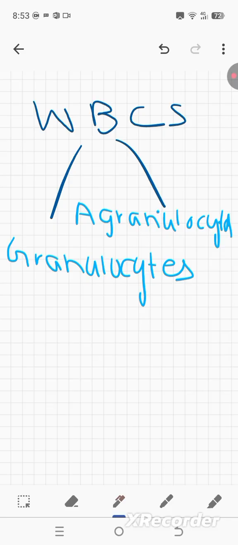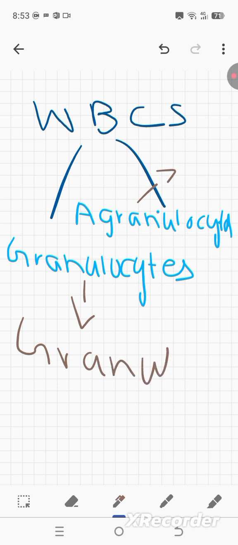Previously we studied platelets and plasma, and today we will look at white blood cells and red blood cells. So we have two types of white blood cell: number one granulocyte and number two agranulocyte. The key difference between both of them is very simple and very easy. In granulocytes we have granules inside them.